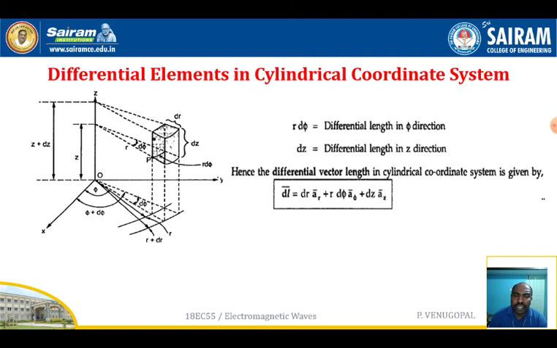And the differential elements in the cylindrical coordinate system, as I told you, r, phi, z are the coordinates of the cylindrical coordinate system. dr is the differential length in the r direction, r into d phi is the differential length in the phi direction, and dz is the differential length in the z direction. Then what is the differential vector length in the cylindrical coordinate system? It is given by vector dl is equal to dr into ar plus r into d phi into a phi plus dz into az. Please note this down. This is very, very important.